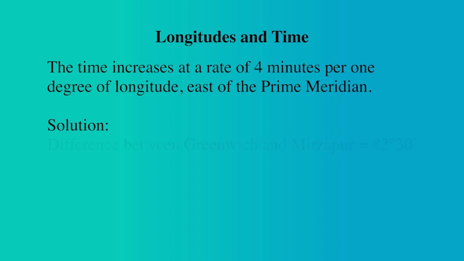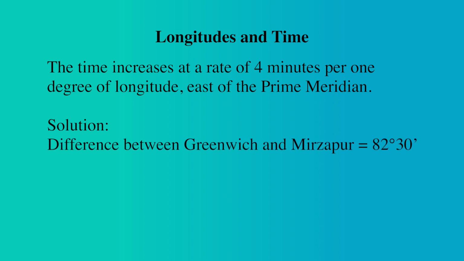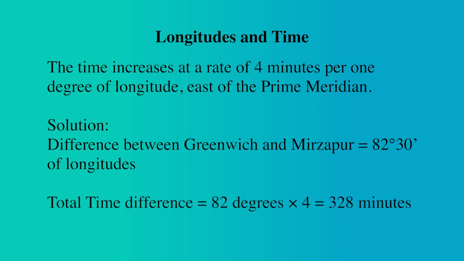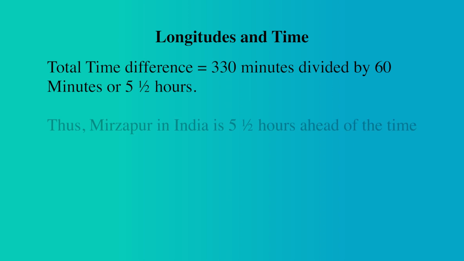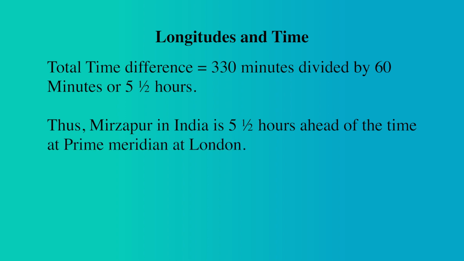Thus, the difference between the Greenwich line and Mirzapur is 82 degrees 30 minutes of longitude, and the total time difference between Mirzapur and the prime meridian would be 330 minutes, that is 5 hours and 30 minutes. Thus, Mirzapur in India is 5.5 hours ahead of the time at the prime meridian at London.